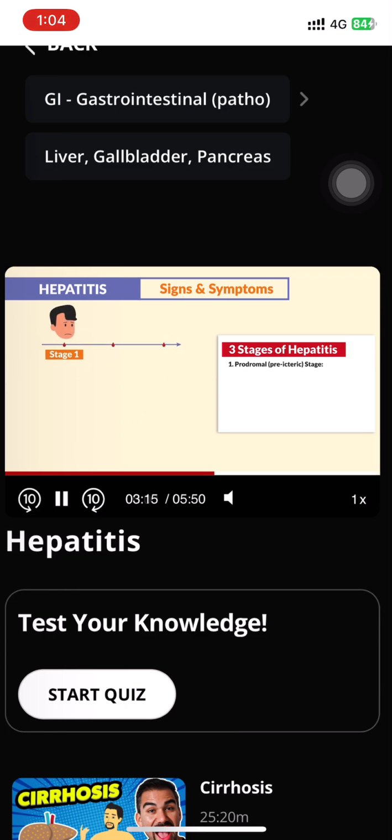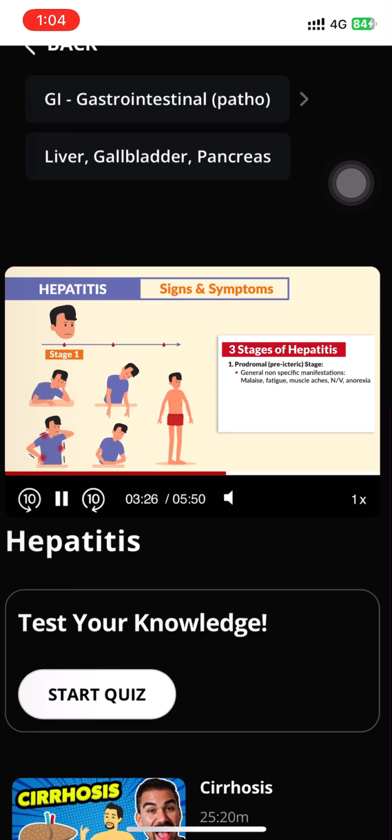So number 1 is the prodromal or preicteric stage. This is defined as general non-specific manifestations like malaise, fatigue, muscle aches, nausea and vomiting, and even anorexia.